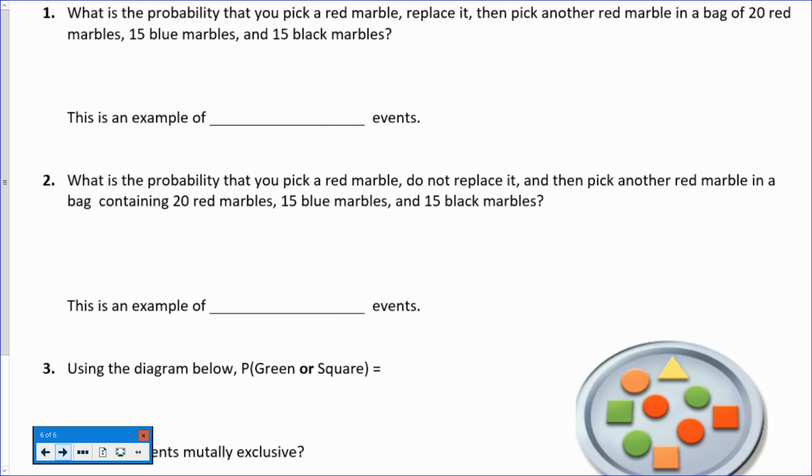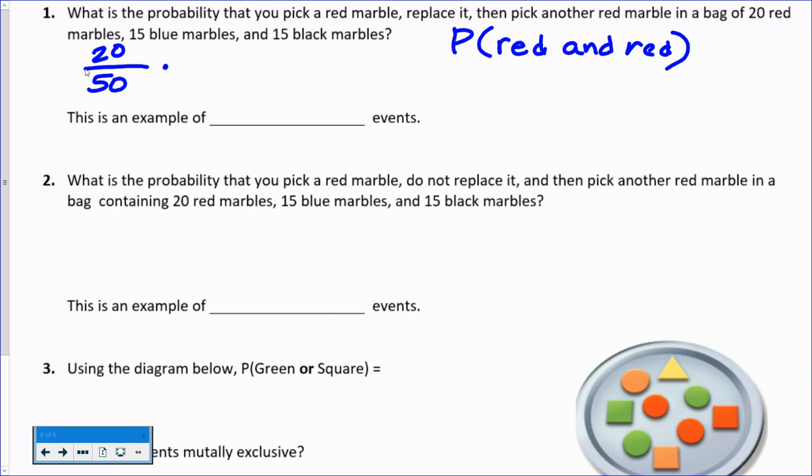So number 1, what is the probability that you pick a red marble, replace it, then pick another red marble in a bag of 20 red, 15 blue, 15 black? So I have 50 marbles. I'm looking for the probability that you would pick a red and then another red. So this is an and situation. So I'm going to find the probability I'd select a red. There are 20 red marbles out of the 50. I'm going to put that marble back in the bag.